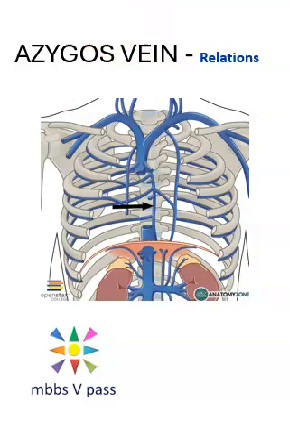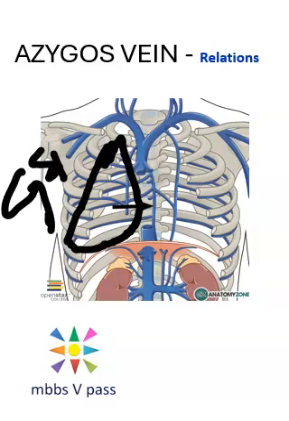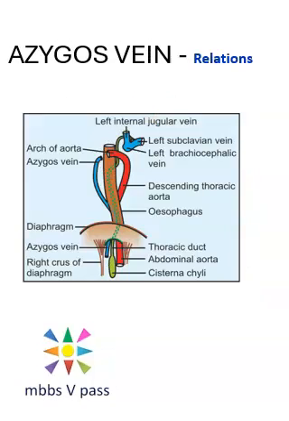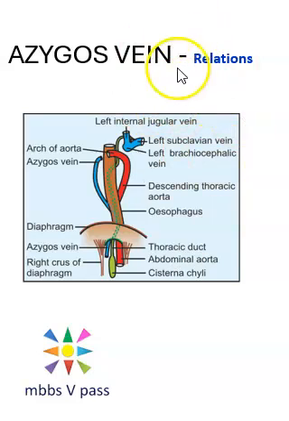Now coming to the right side, we will have the right lung and its pleura, right? And then we'll also have the greater splanchnic nerve on the right side. To the left, we have the esophagus, trachea. Then you can see the aorta, thoracic duct, which is in green here they've shown. Then we have the vagus.